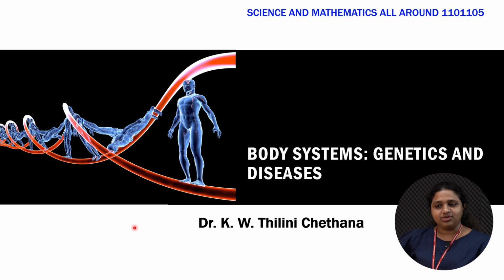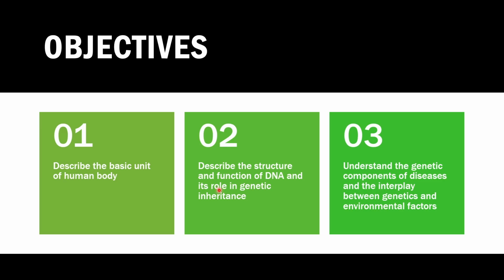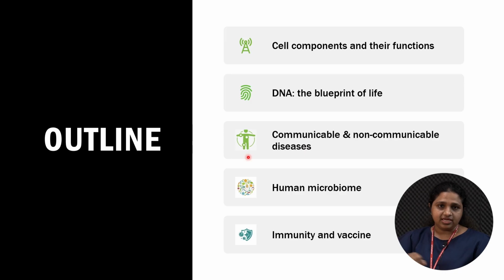Our first topic today is about body systems, genetics and diseases. At the end of this class, you will be able to describe the basic unit of the human body. You will be able to describe the structure and function of DNA, its role in genetic inheritance, and understand the genetic components of diseases and the interplay between genetic and environmental factors. Now let's start our lecture.